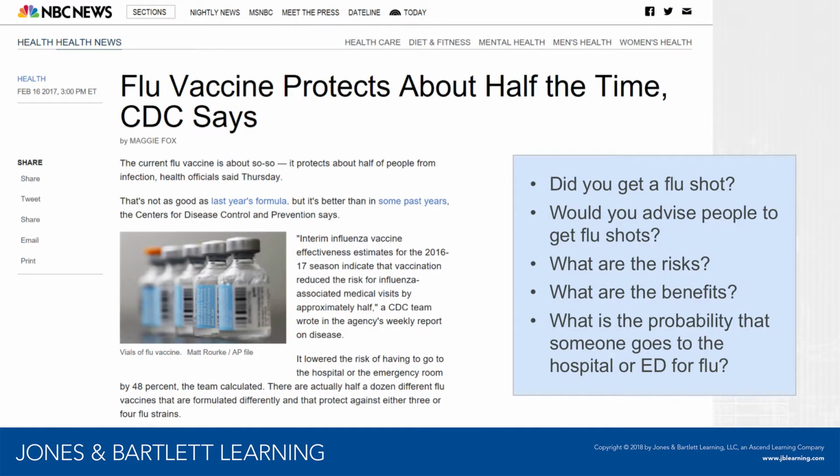This is the kind of thing that I would do starting off a class, and this is just an excerpt from a website. It was about a month ago when I was putting these slides together, and it was timely at that time. It says, flu vaccine protects about half of the time, says the CDC. This is the kind of thing I like to put up at the beginning of class. It's not the whole article, but it talks about the effectiveness of the vaccine that people are getting this year, and just about at the bottom of the screen it says this particular vaccine lowered the risk of having to go to the hospital or the emergency room by 48%, according to this team.